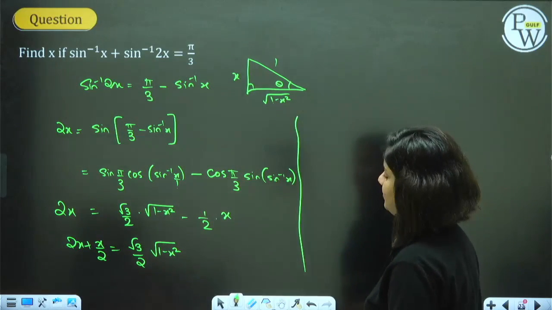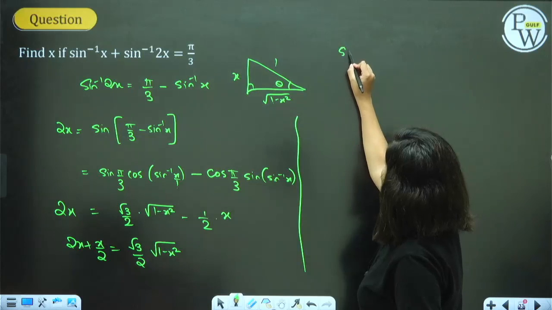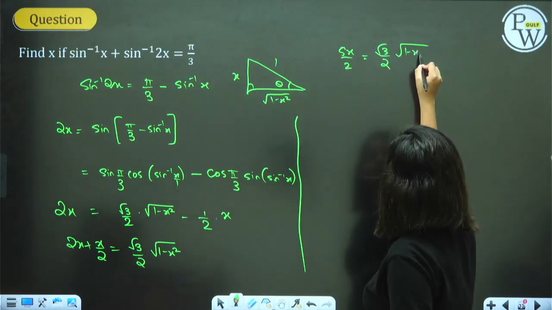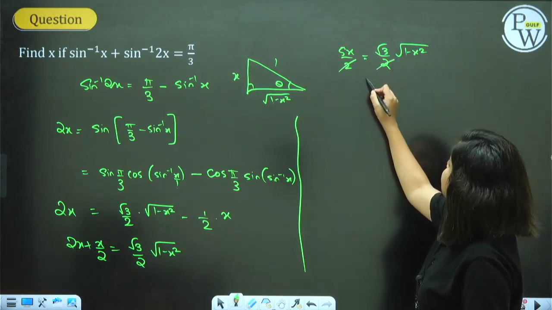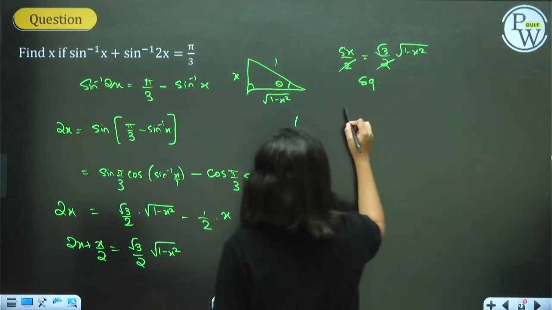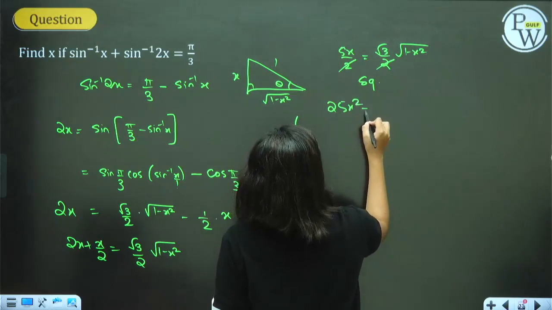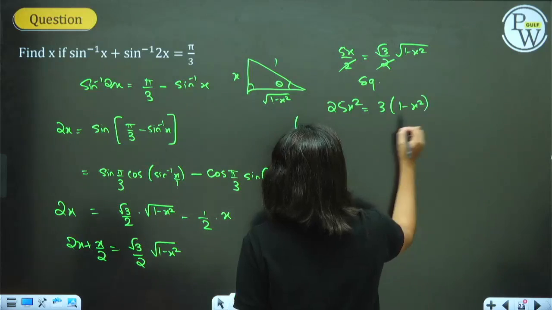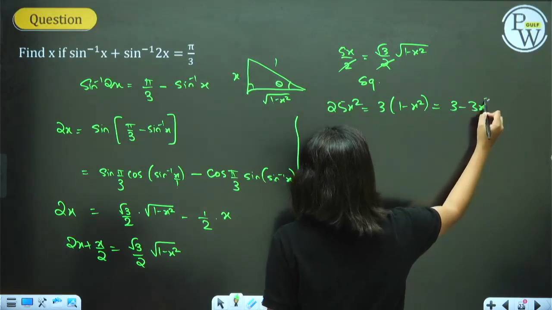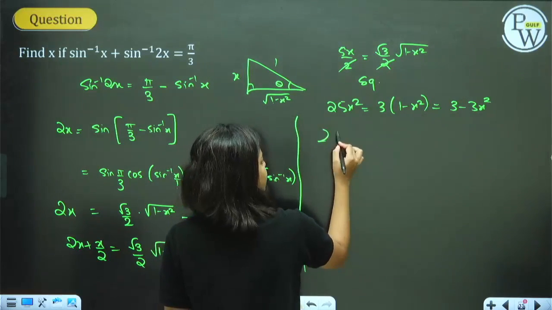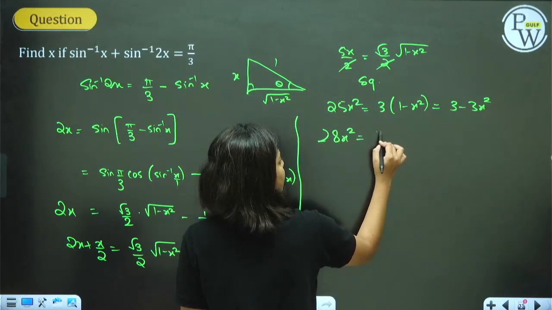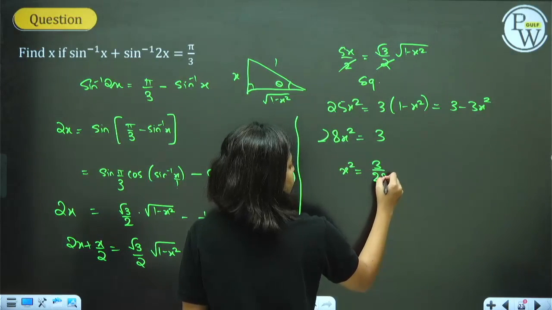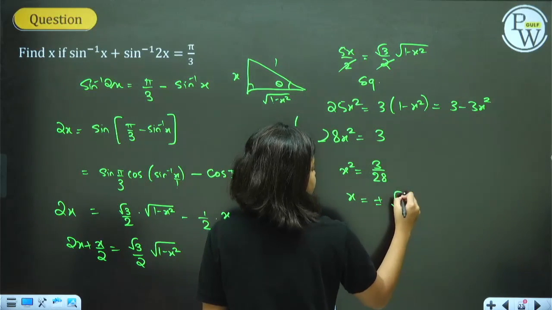Now normal algebra, guys. 2x plus x by 2, 2 and a half, 5x by 2 is equal to root 3 by 2 times root of 1 minus x square. 2 cancels. Now square on both sides. 25x square is equal to root 3 square, 3, into 1 minus x square. Open up: 3 minus 3x square. 25 plus 3x square, 28x square is equal to 3. x square is equal to 3 by 28. x is equal to plus or minus root of 3 by 28.